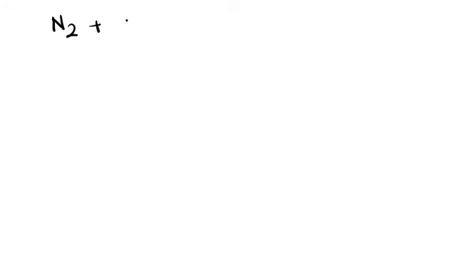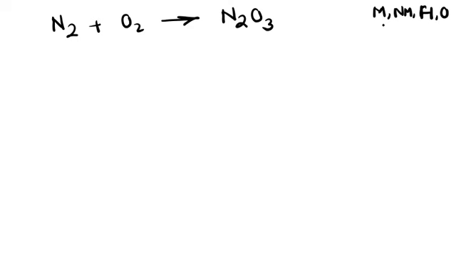N2 plus O2 gives us N2O3. If you remember, I told you we just need to start with metal, then non-metal, hydrogen, and at the end oxygen. As long as we don't have metals, we start with non-metal. The non-metal here is nitrogen: 2 nitrogen, 2 nitrogen. And oxygen 2, oxygen 3.